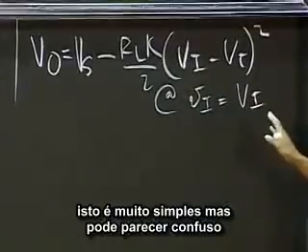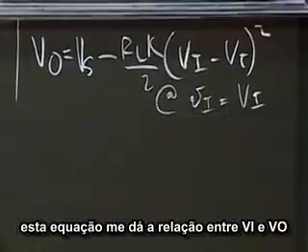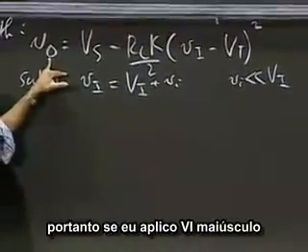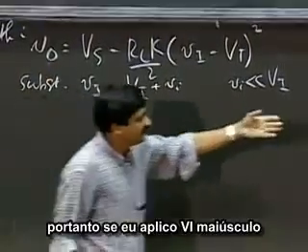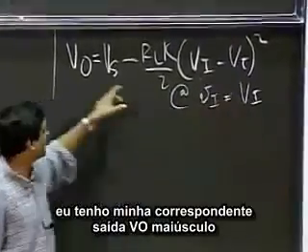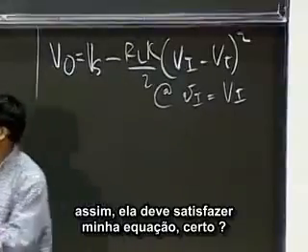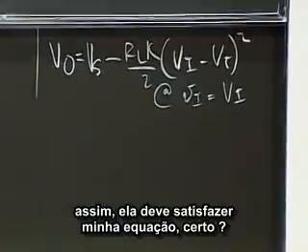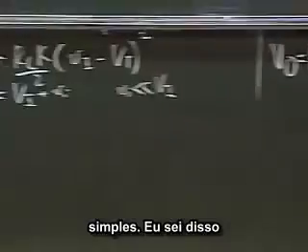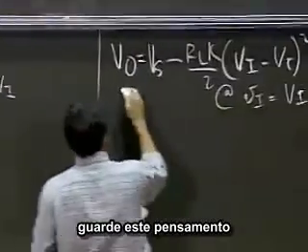This is very simple but may seem confusing. All this is saying is that this equation gives me the relationship between VI and VO. Therefore, if I apply capital VI as the input, I'm given that my corresponding output is capital VO, so they must satisfy this equation. Those are bias point values, and they must satisfy this equation. Simple. So hold that thought.